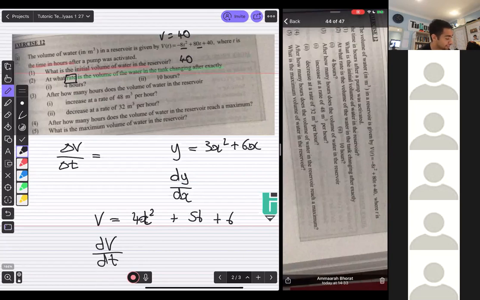So the English in this sentence, at what rate is the volume changing? Delta V over delta T. That's the English changed to maths. So what are they asking you? What is delta V over delta T? The derivative. So now they're asking you, what is the derivative? What is the change in volume after 4 hours? So what will you do?